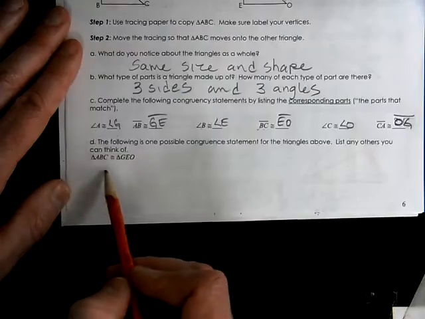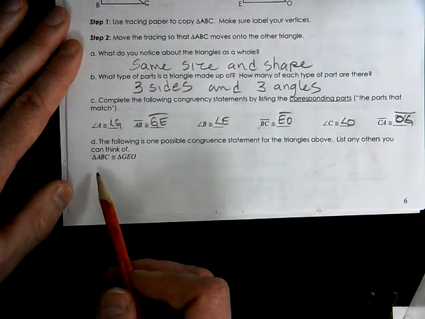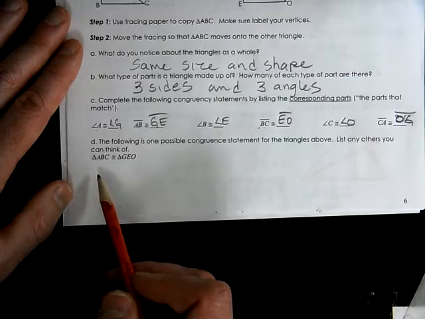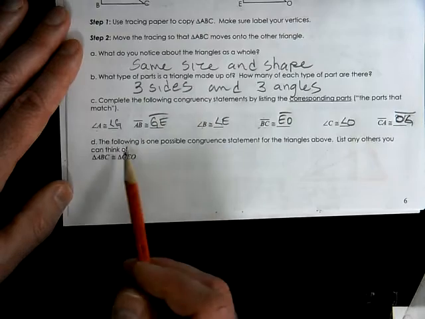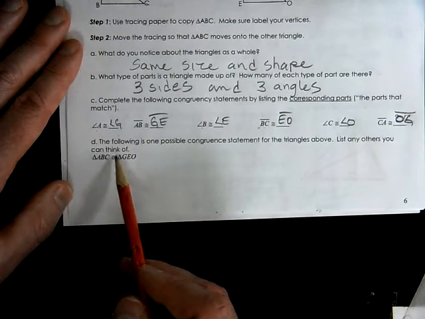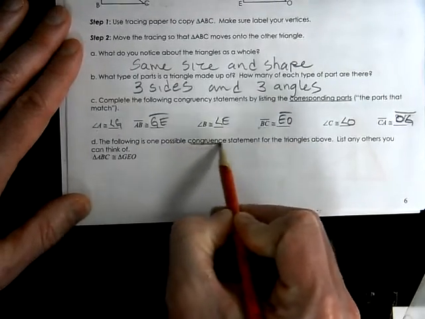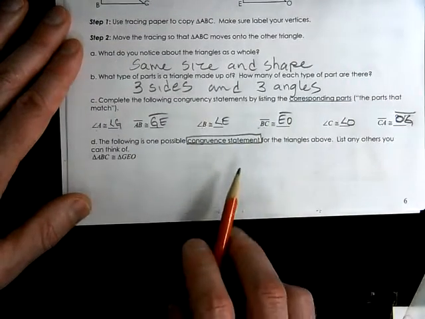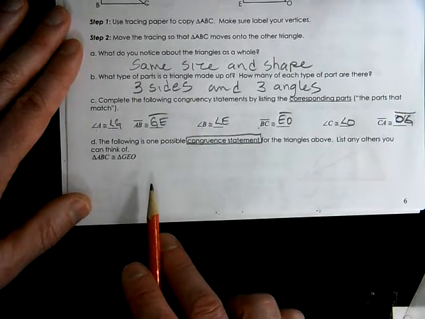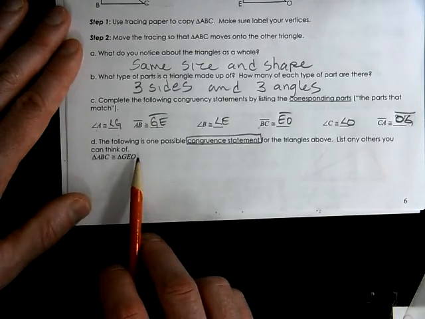So when this happens, we do something called a congruent statement. And this congruent statement idea is really important. We're going to use this congruent statement in the future for the next several chapters. This says that triangle ABC is congruent to triangle GEO. This is called a congruence statement. Notice that this type of statement is not if-then. This is literally triangle ABC is congruent to triangle GEO.